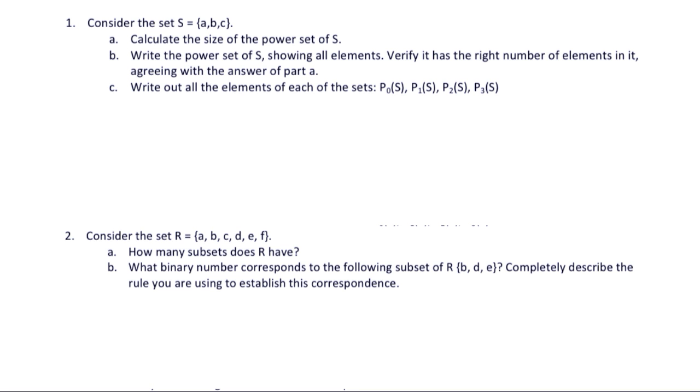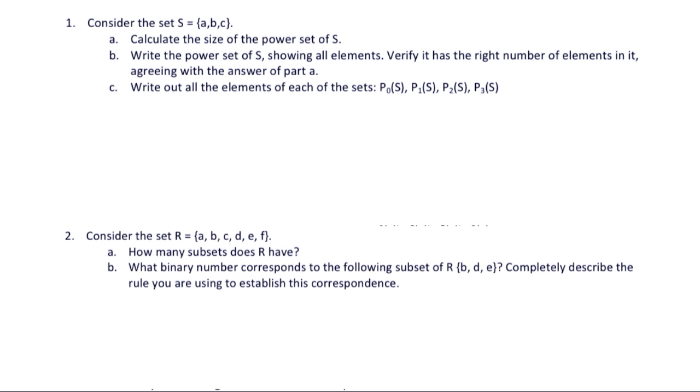We're going to write out the power set showing all the elements, and we're going to write out all the elements of these sets, P0, P1, P2, and P3. P0 represents the set of all subsets of S of size 0. P1 is the set of all subsets of S of size 1, of size 2, and of size 3. Okay.